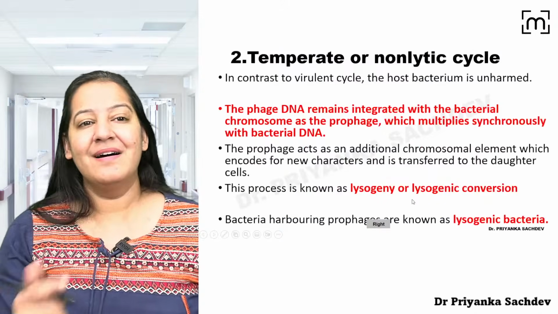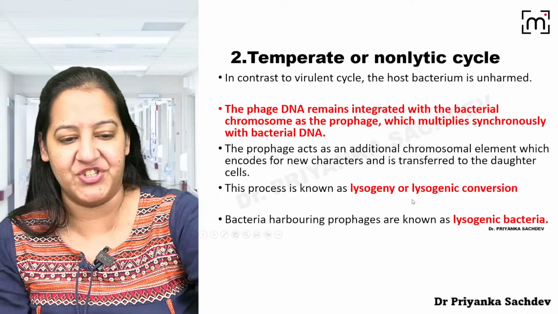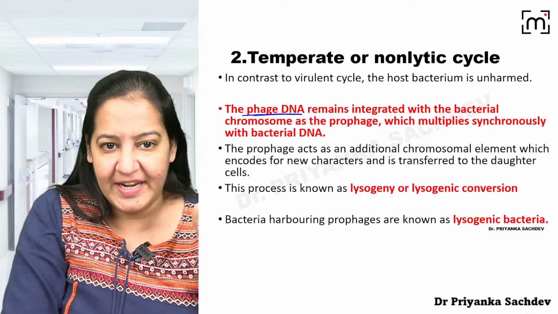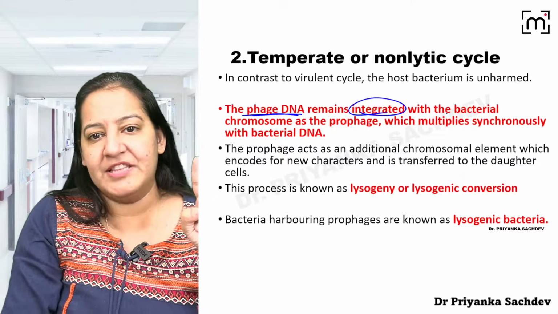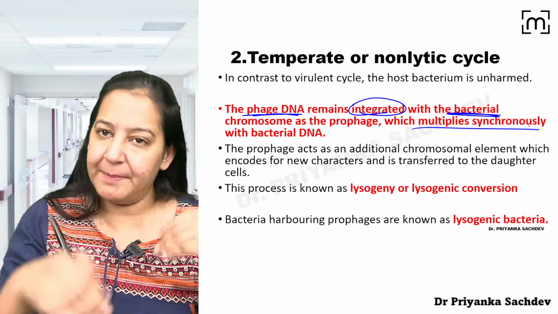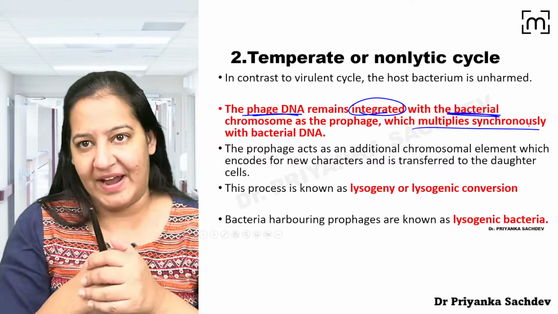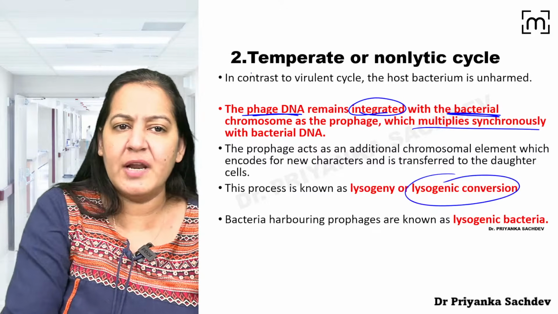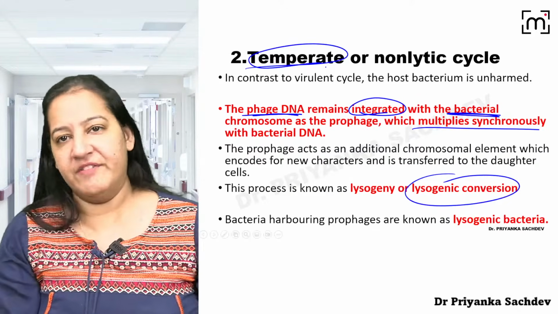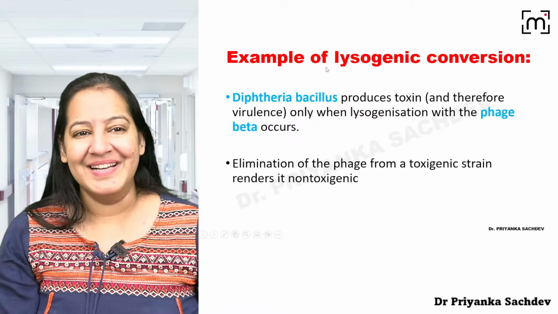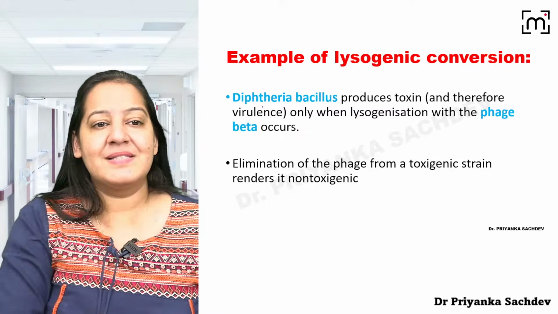So this is the lysogenic conversion. The phage DNA will integrate with the bacterial chromosome and it will multiply synchronously whenever the bacteria is dividing. It is known as lysogenic conversion or temperate cycle, whatever you say, one and the same thing, right? So the best example is diphtheria.